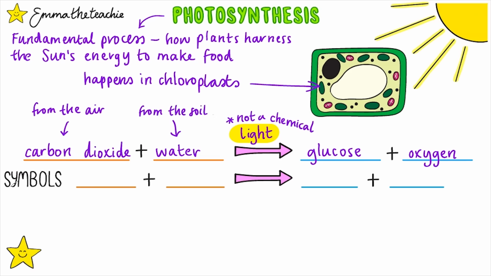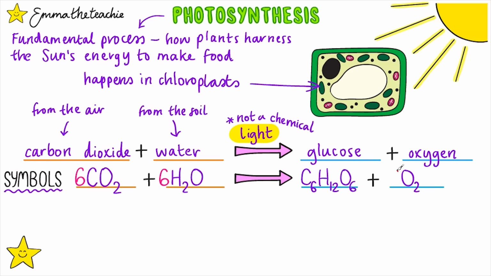You also need to know the chemical symbols for each of these substances. Carbon dioxide is just CO2, water is H2O, light we don't need to know because it's not a chemical, glucose is C6H12O6, and oxygen is O2. So make sure you have a go at memorizing those. Now, it isn't on the spec, but if you want to practice some chemistry skills, pause the video and try and balance this equation.